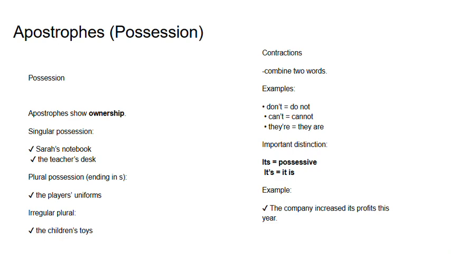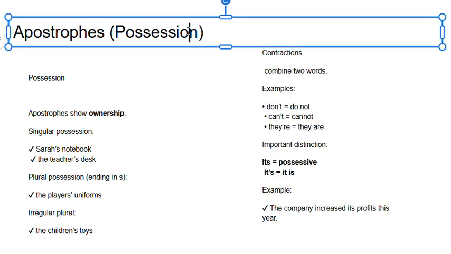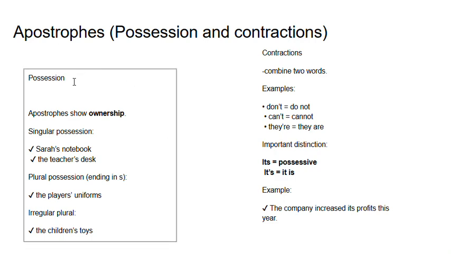The last thing for today are apostrophes, okay? So apostrophes show possession and contraction. In possession, apostrophes show ownership, meaning singular possession, one person or thing possessing another object or objects, right? Like Sarah's notebook. Sarah is owning the notebook. The teacher's desk. The teacher owns the desk, right?